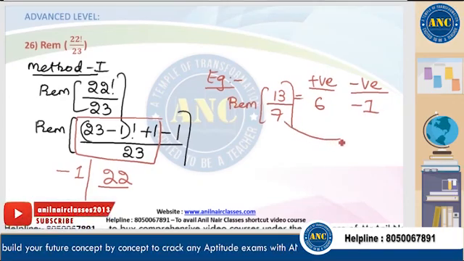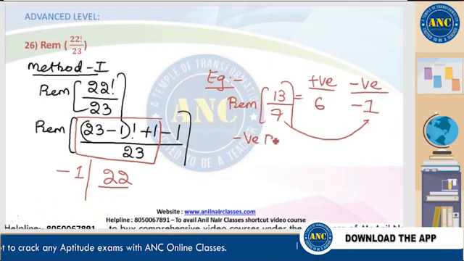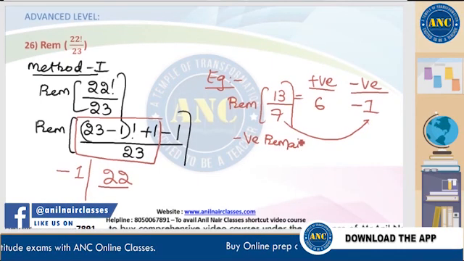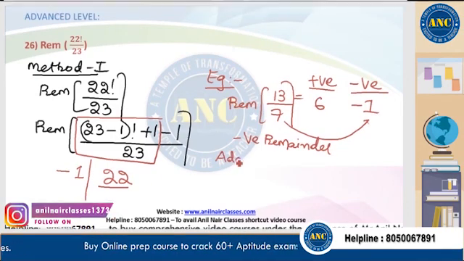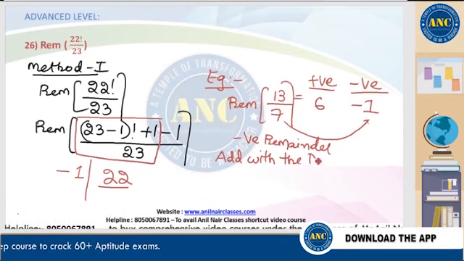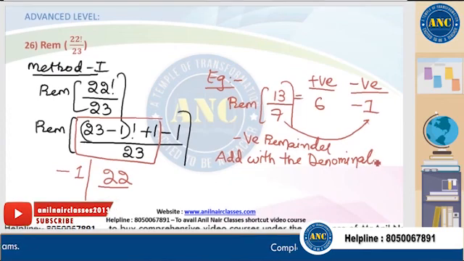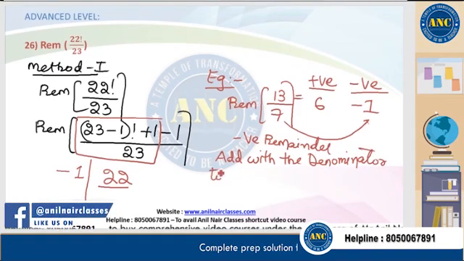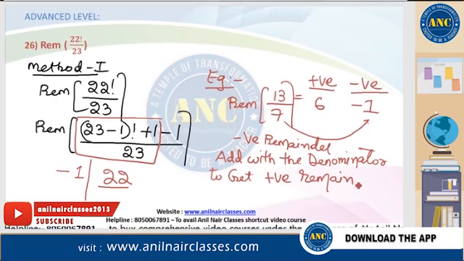If you get a negative remainder, add it with the denominator to get the positive remainder. I hope it is clear.